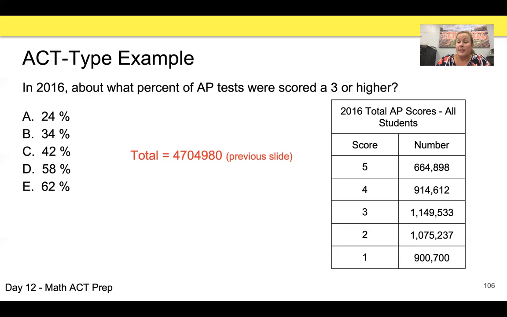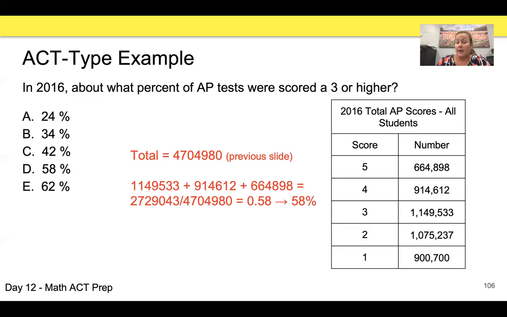So that's going to be 664,000 plus 914 plus 1.1 million, and then divide that by the 4.7 million, and you're going to see over half passed the AP test with a 3 or higher, or 58%. So that sounds pretty good. So the answer is going to be D.